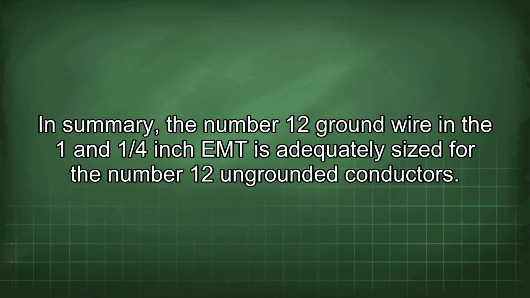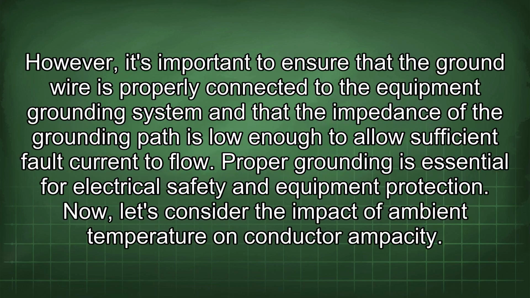In summary, the number 12 ground wire in the 1 and 1/4-inch EMT is adequately sized for the number 12 ungrounded conductors. However, it's important to ensure that the ground wire is properly connected to the equipment grounding system and that the impedance of the grounding path is low enough to allow sufficient fault current to flow. Proper grounding is essential for electrical safety and equipment protection.